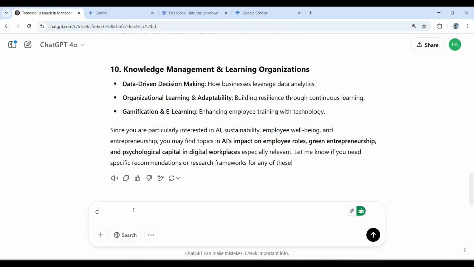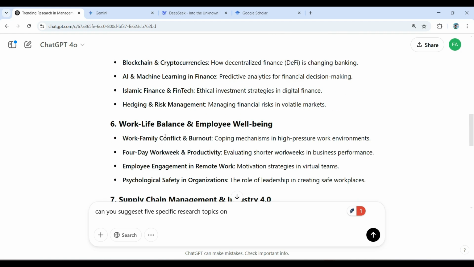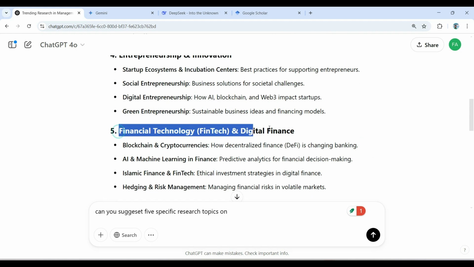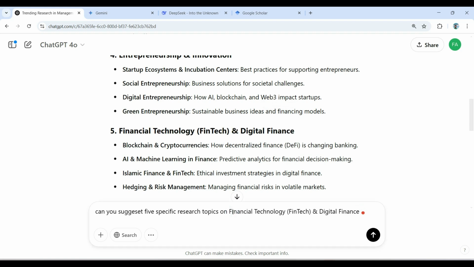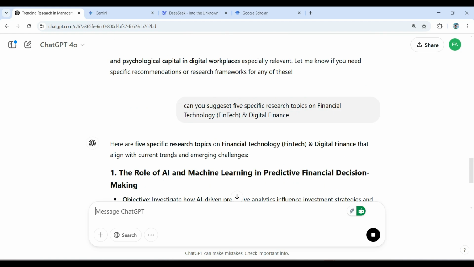I'm going to give a prompt: Can you suggest 5 specific research topics on, and so on. Now we are in the process of refining our broader idea. So what I'm going to do is get a broad topic here and ask for some specific research topics. Although there are subtopics over here like blockchain, AI and machine learning, Islamic finance and fintech, here we are going to get some specific research topics. So, 5 specific research topics on financial technology and digital finance.